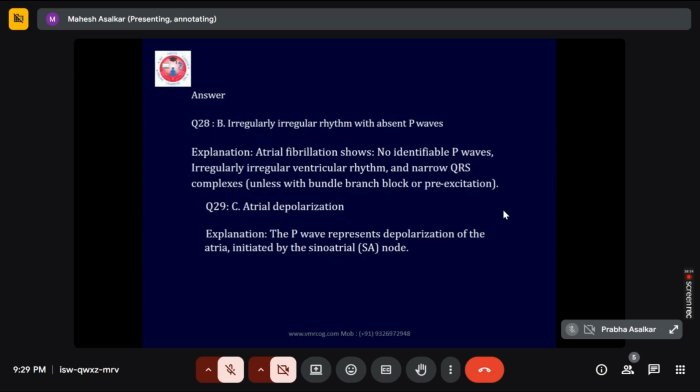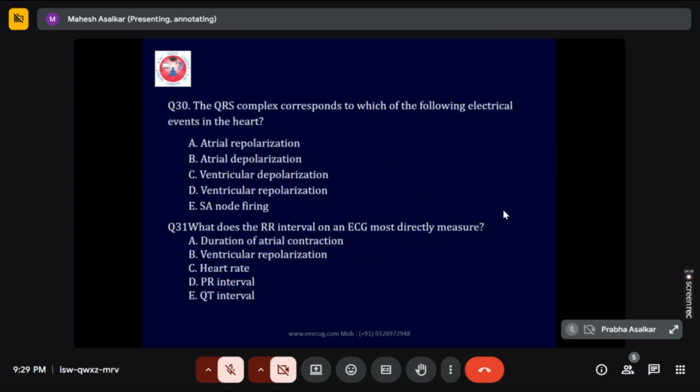Dr. Sinchana, continue with all next questions. Yes, sir. The QRS complex corresponds to which of the following electrical events in the heart? Atrial repolarization, atrial depolarization, ventricular depolarization, ventricular repolarization, SA node firing. Ventricular depolarization, QRS. Correct.